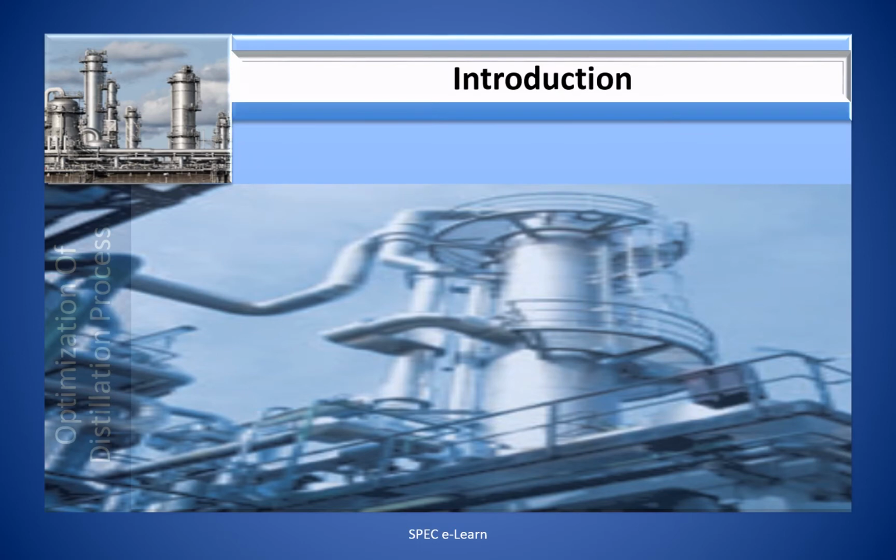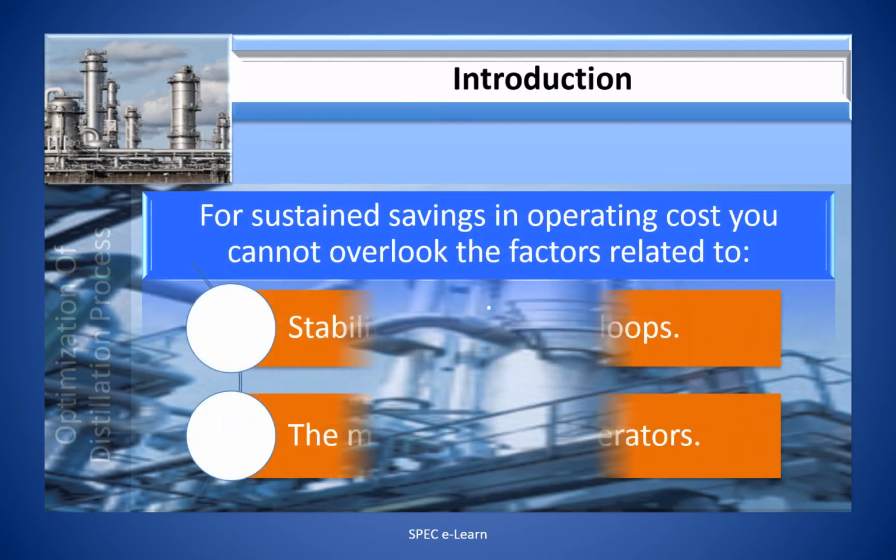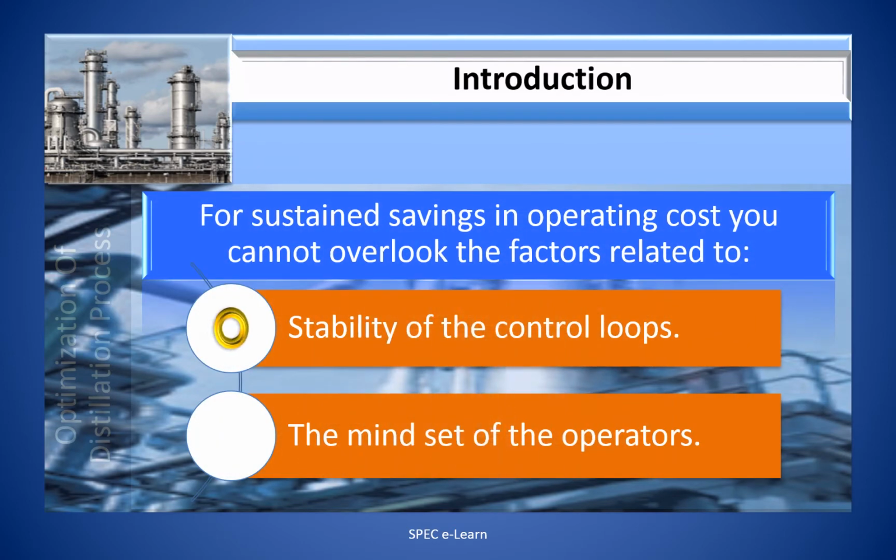For sustained savings in operating cost, you cannot overlook the factors related to stability of the control loops and the mindset of the operators. Tuning of the controllers in the process control loop needs to be given due attention. Likewise, it is the operators operating the DCS panel who, through manual interventions, adjust the deviations in the measured variables as and when they move away from the set point due to interruptions or variations in the process parameters.